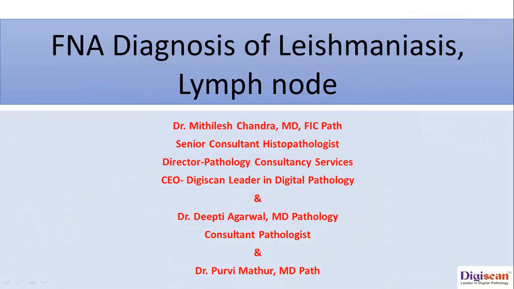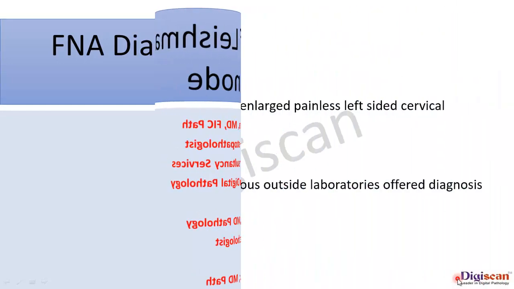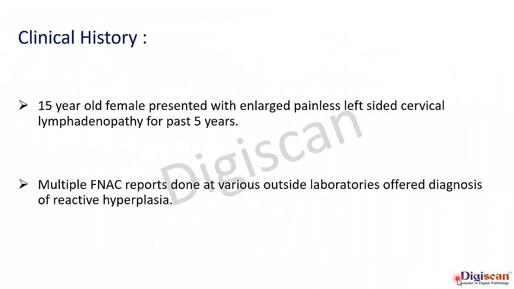Today we are going to discuss FNAC diagnosis of Leishmaniasis in lymph nodes. A 15-year-old female presented to our laboratory with enlarged, painless left-sided cervical lymphadenopathy for the past 5 years. Multiple FNAC reports done at various outside laboratories offered a diagnosis of reactive hyperplasia.